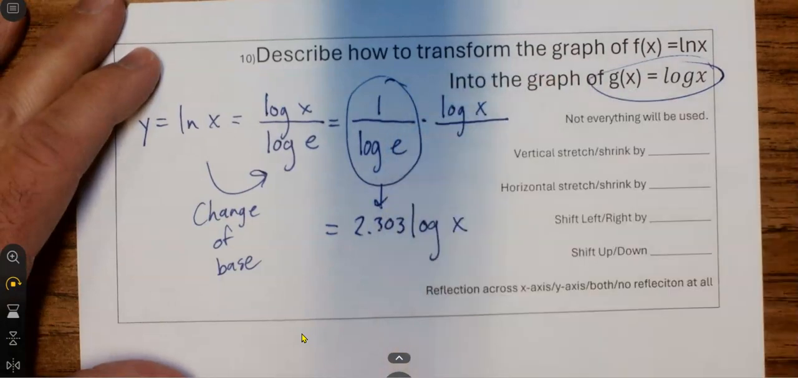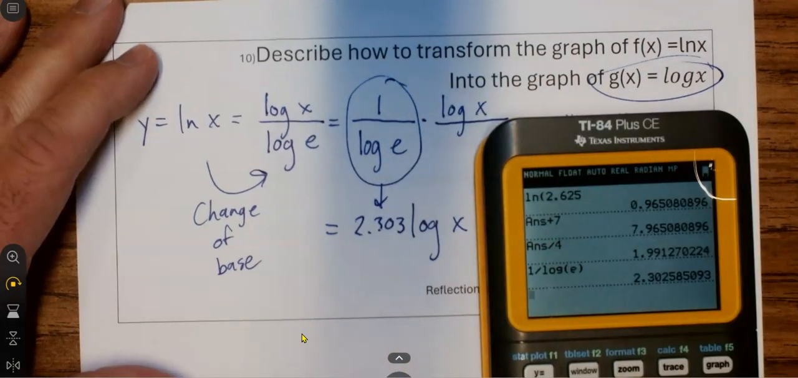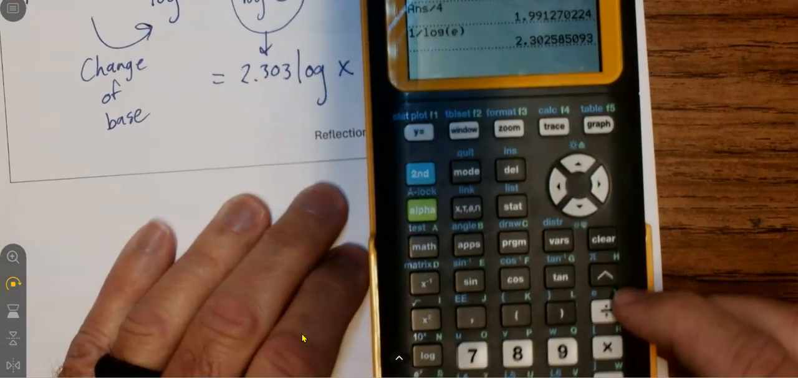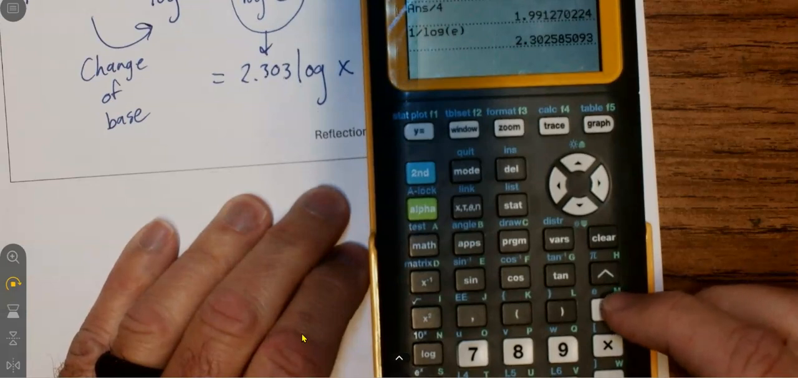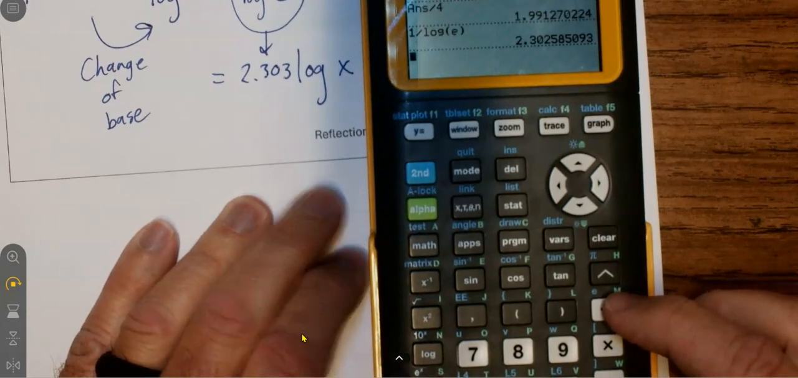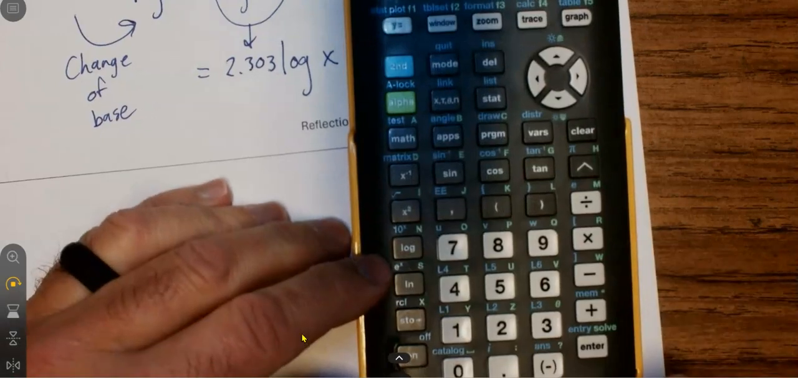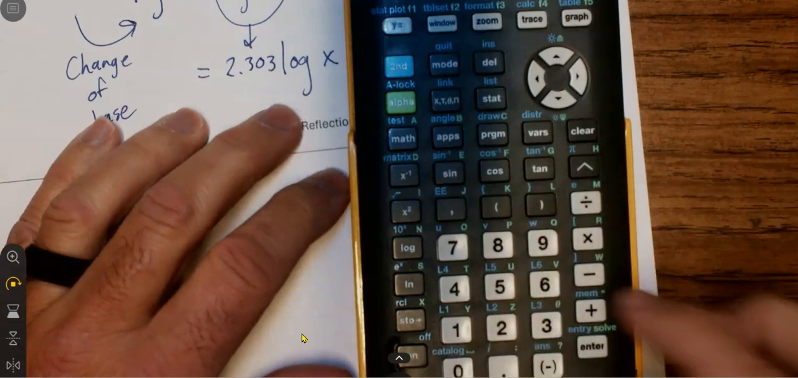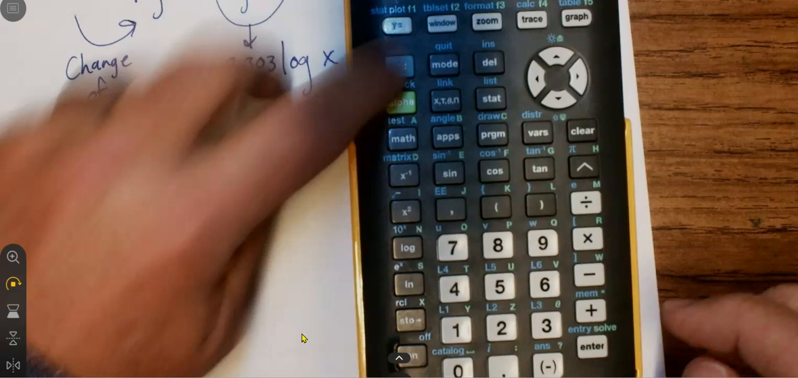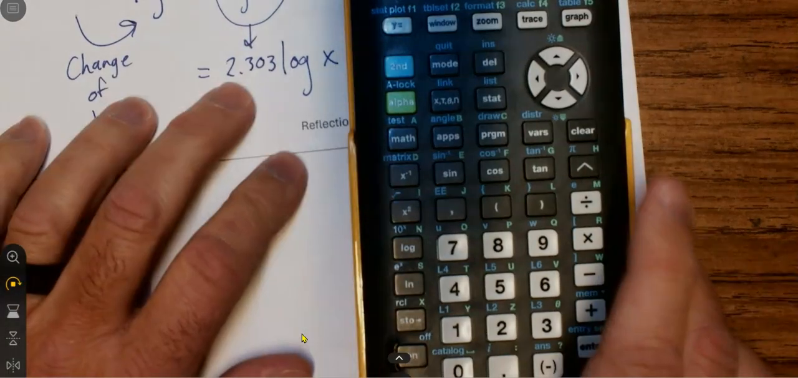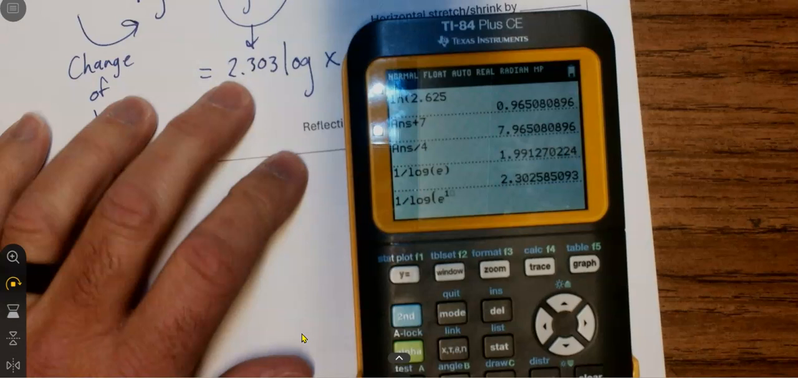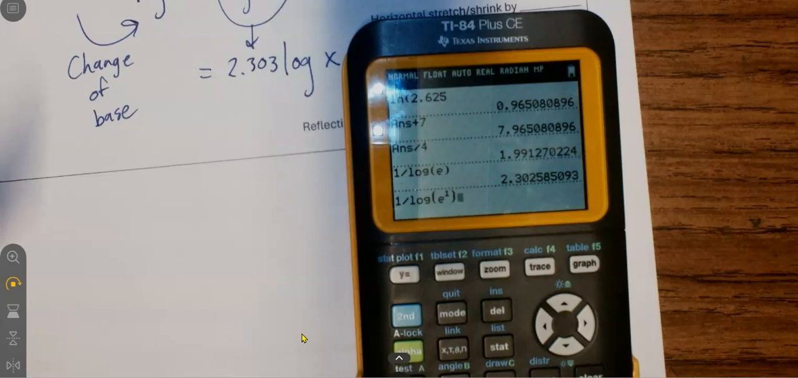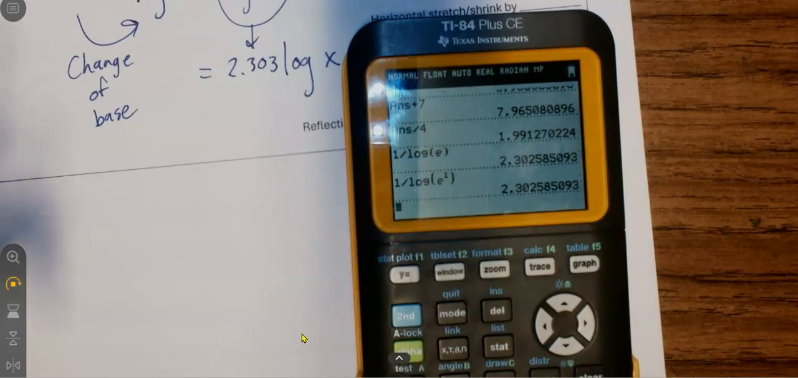Now, for those of you, there is an E button on your calculator. It's right above your division key. You can see E right there. That's the one I used. But if you would rather use the E to the X button, which is above your natural log button, you could do that one divided by log. But if you use that one, then you have to specify the exponent. So you'd have to actually tell it the exponent is a 1. But you can still do it that way too. 2.303.